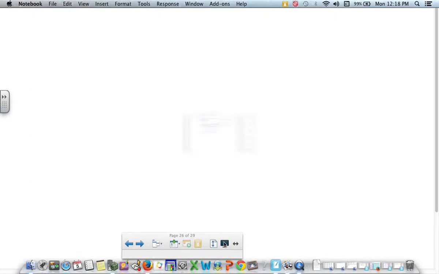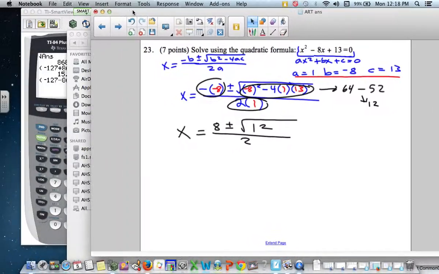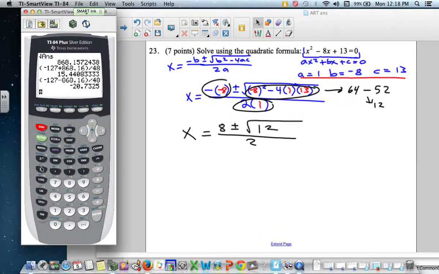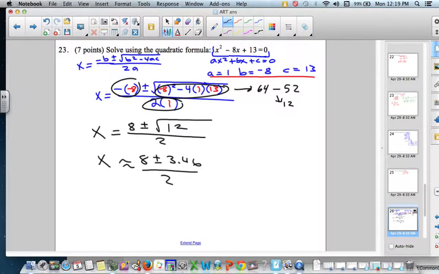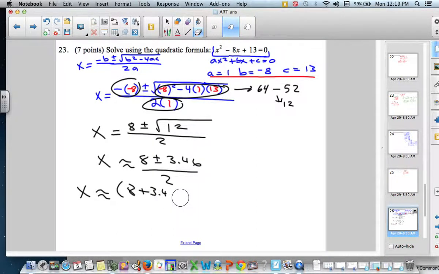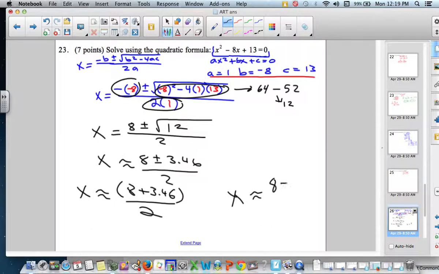So now to get your two answers, you're going to round that square root of 12 off. You get 3.46. Keep a couple decimals with that. And now to get your two answers, you're going to get one by adding 3.46, sorry, and then you're going to get your other answer subtracting.